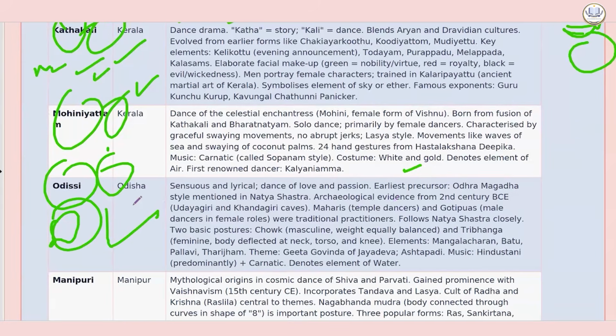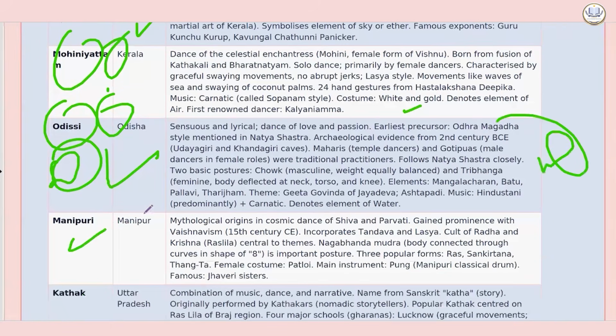It follows the Natya Shastra closely, with two basic postures. One is Chowk, which is a square line where weight is equally balanced, and Tribhanga, a feminine body flexed at neck, torso, and knee. Elements are Mangalacharan, Batu, Pallavi, Moksha. The theme is Gita Govinda of Jayadeva and Ashtapadi. Music is predominantly Hindustani, and Carnatic is also included. It denotes the element of water.